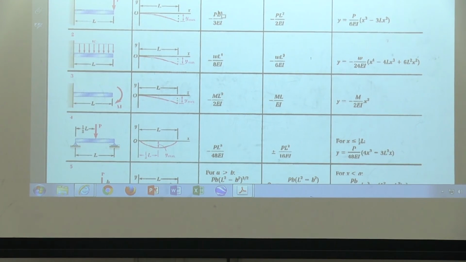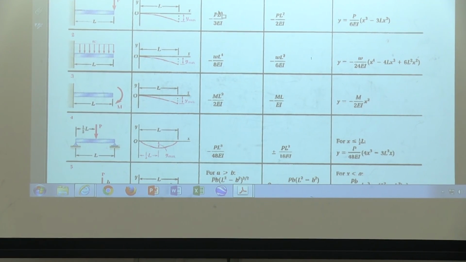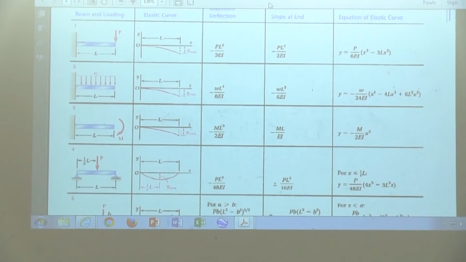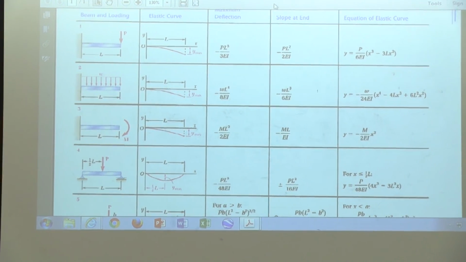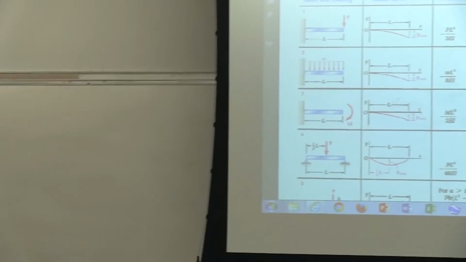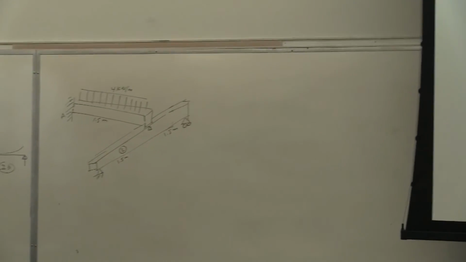So plus R times length. Length is, again, 1.5 to the power of 3 divided by 6 EI. Is that 3 EI? Okay, good. 3 EI. Yes, so these two must be, again, equal.